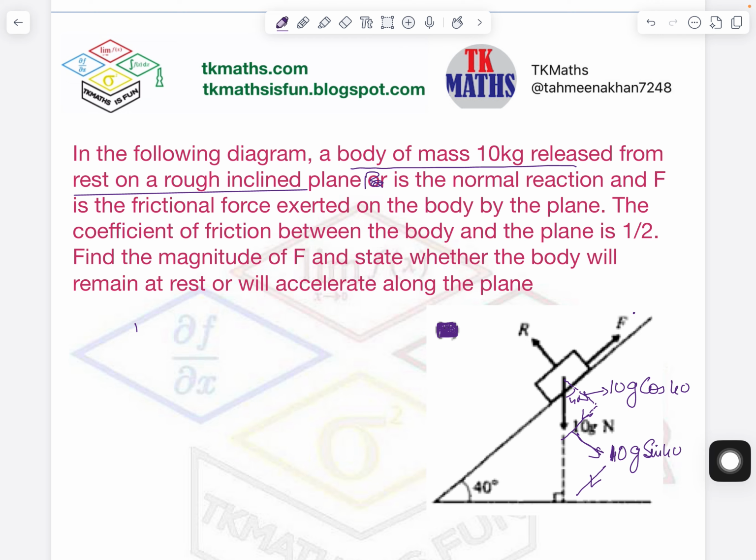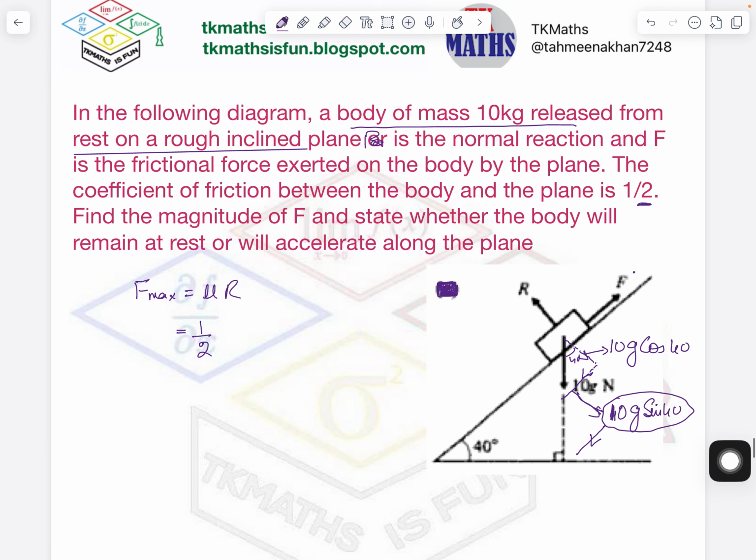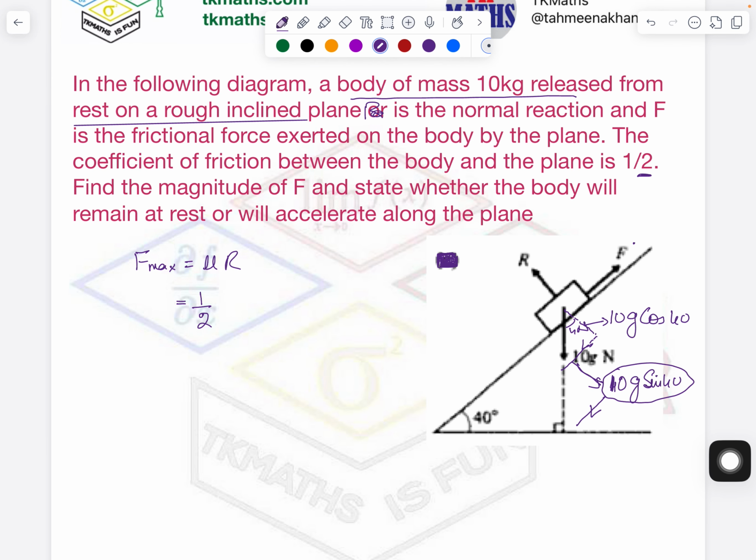Maximum frictional force, as we have seen before, is equal to mu R. Mu is given to you in the question. It is equal to 1/2. Then you have to find R, which you can substitute here. Then we will compare the maximum frictional force with 10g sin 40. If the maximum frictional force is more than 10g sin 40, then the object will remain at rest. So let's first calculate the value of R.